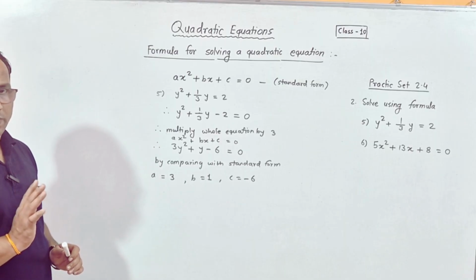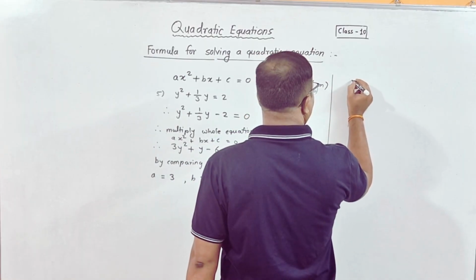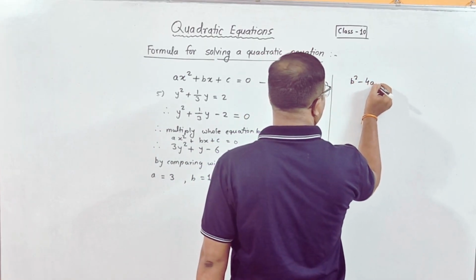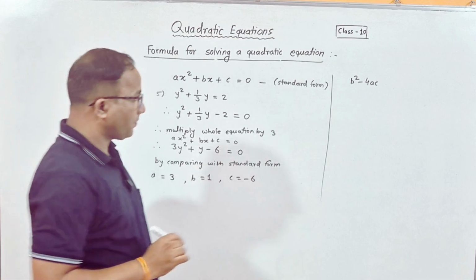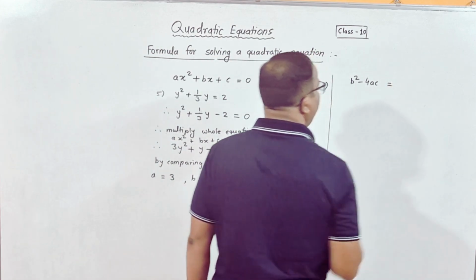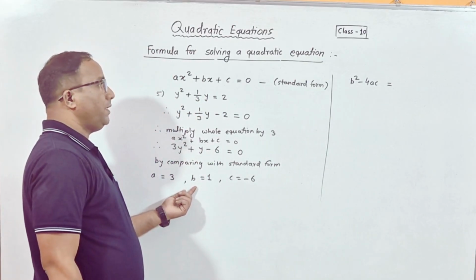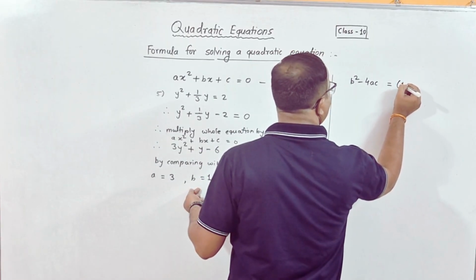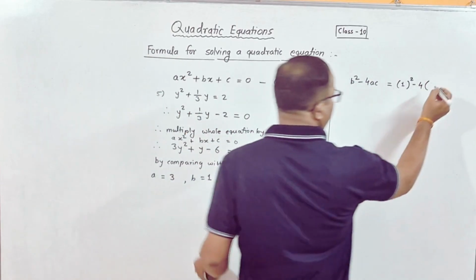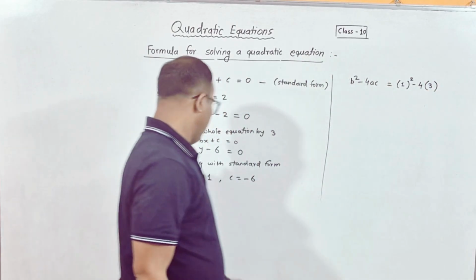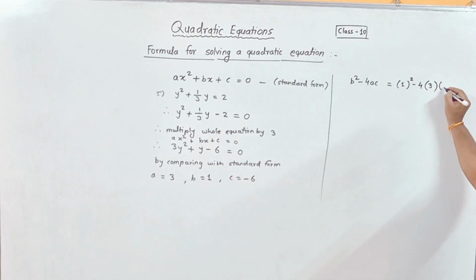Now we can use our formula. B square minus 4AC. We have to calculate the value of this discriminant. So what is the value of B? It is 1. So 1 square minus 4. What is the value of A? It is 3. We can write here 3. What is the value of C? It is minus 6. So minus 6.